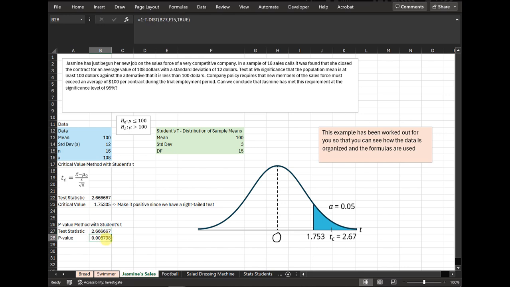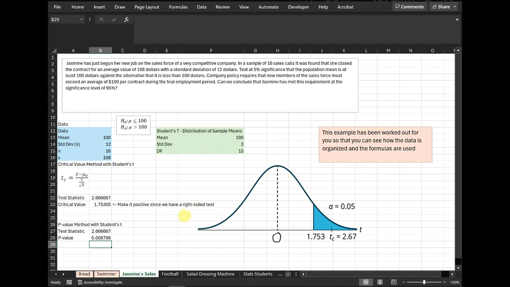So now when I find my p-value, I am computing my area against this test statistic, okay? And notice how I have this set up. I need this to be on the right, so I have 1 minus, which is going to force everything to the right. Then for my t.dist function, I plug in my test statistic and my degrees of freedom, and then it's always going to be true.